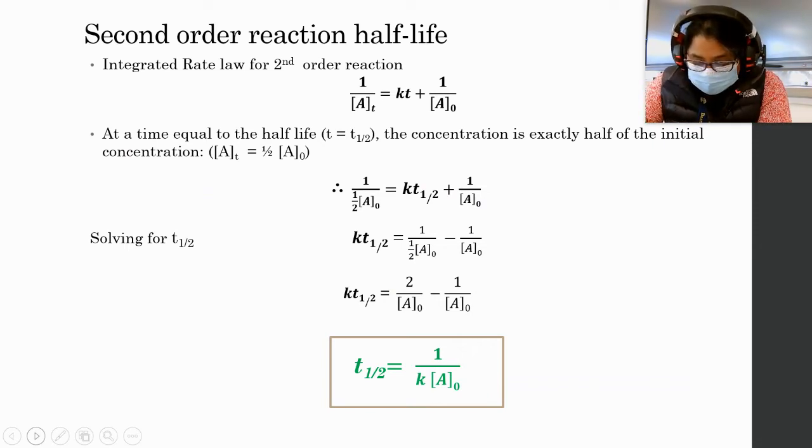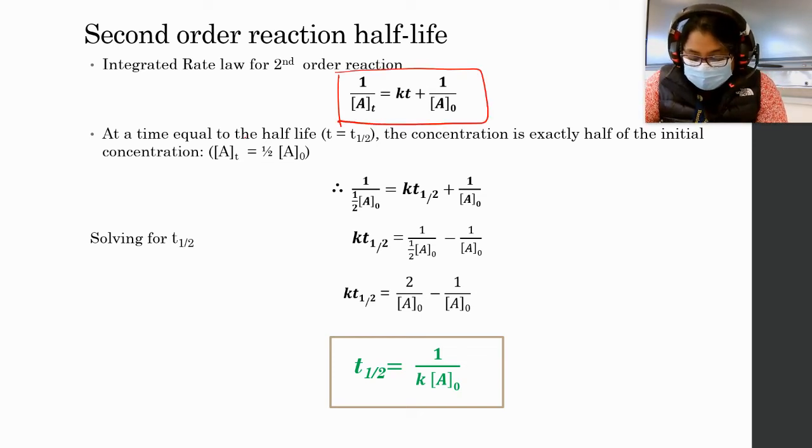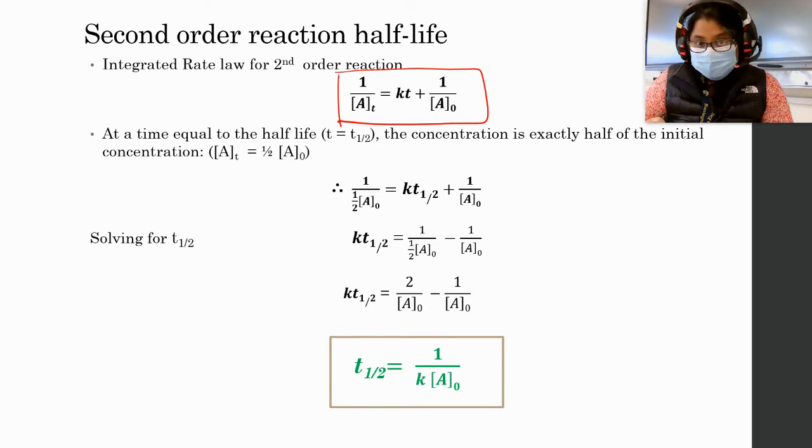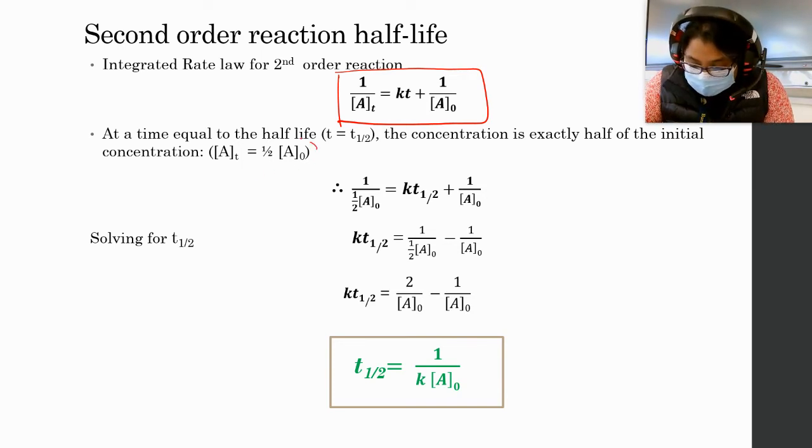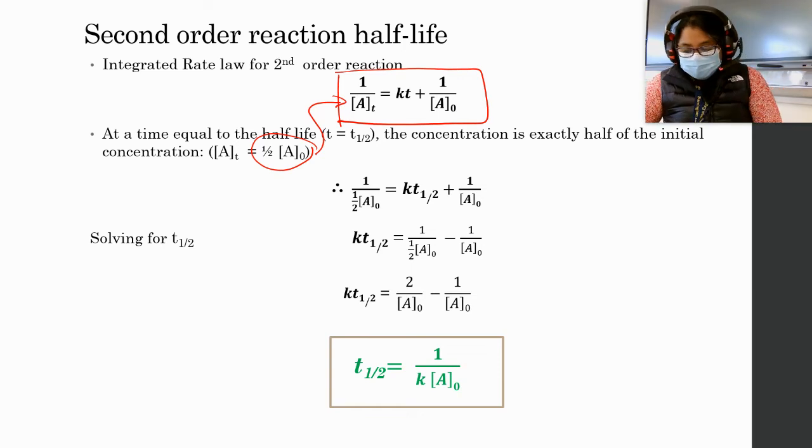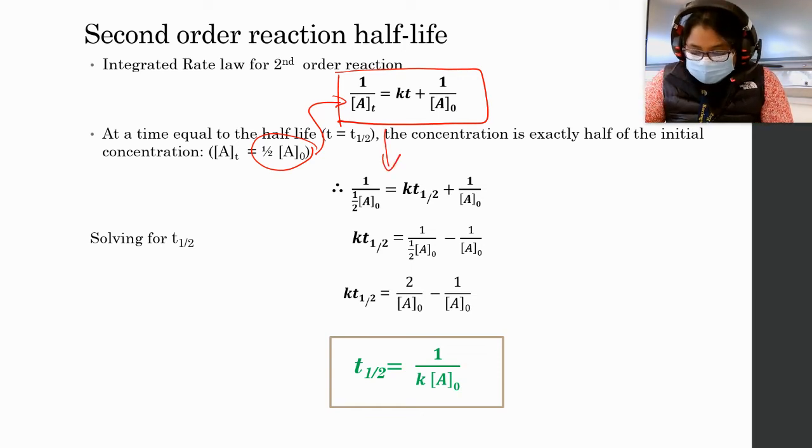Okay. Now, let's do second order reaction half-life. So here's the integrated rate law for the second order reaction. Again, at a time equal to the half-life where t is equal to T1/2, the concentration is exactly half of the initial concentration. The concentration of A at time t can be replaced by 1/2 the concentration of A at time 0, which is just going to be the initial concentration. So I plug this term in there, and I get this equation: 1 over 1/2 concentration of A at time 0, and so on. And then t is just T1/2.